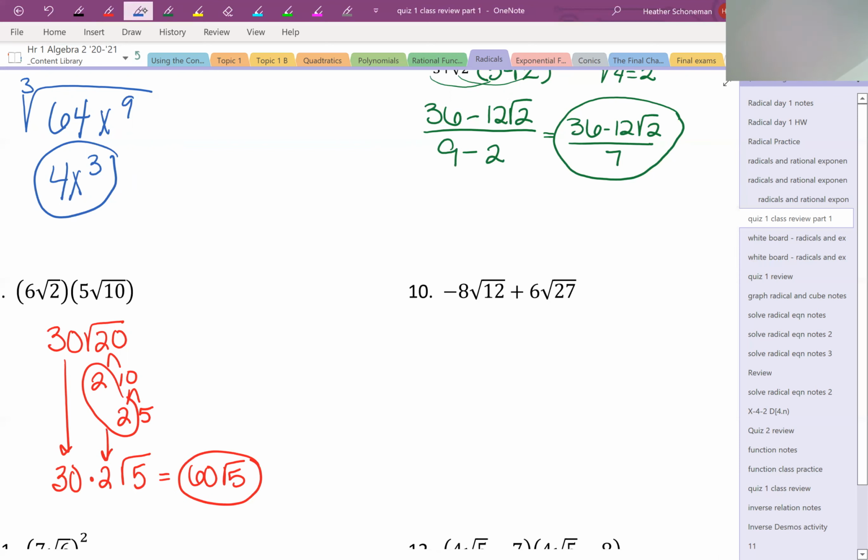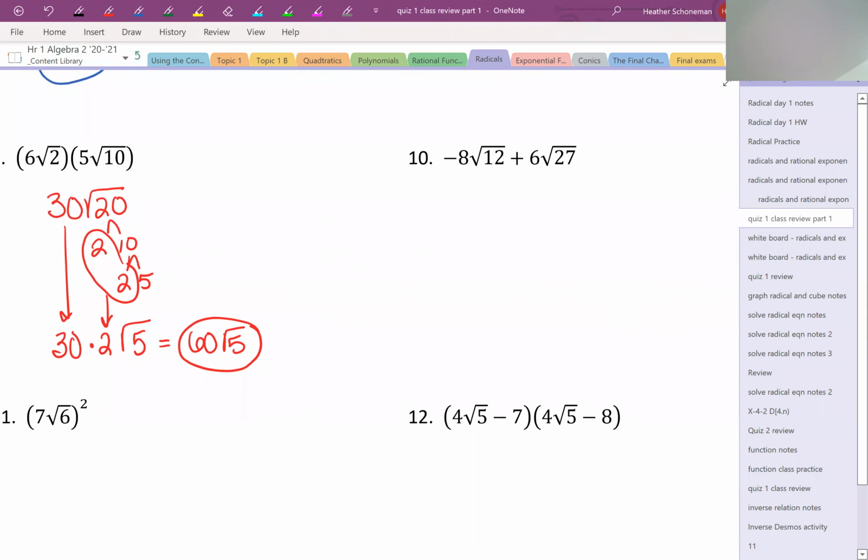Number 10 is adding and subtracting. You can only add and subtract if they're like terms. But on number 10, they're not like terms the way they're written, so we need to reduce the radical. So 12 is 3 and 4 and 2 and 2.